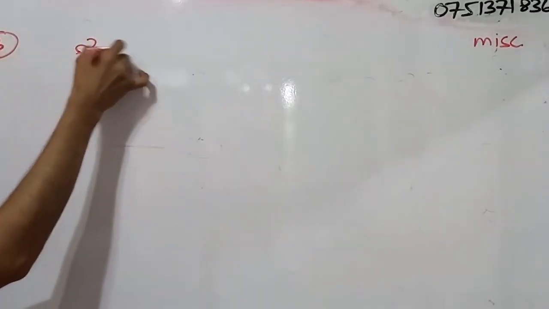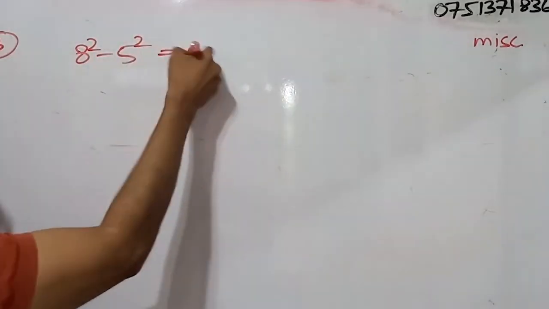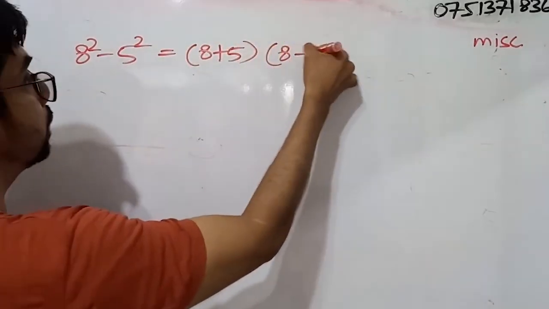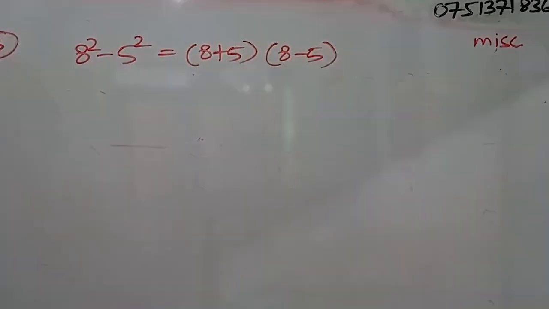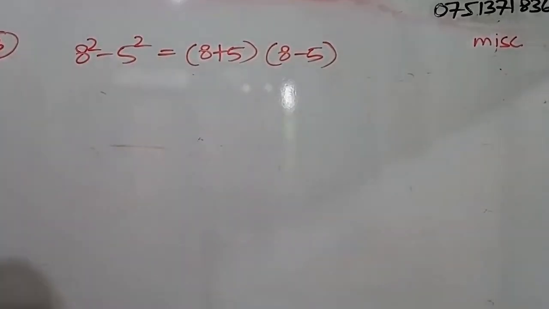Right, miscellaneous questions under that. Question number 3. Show that 8 squared minus 5 squared, that is equal to 8 plus 5 and 8 minus 5. And show the same relationship for another pair of perfect squares. This is the left hand side, this is the right hand side.